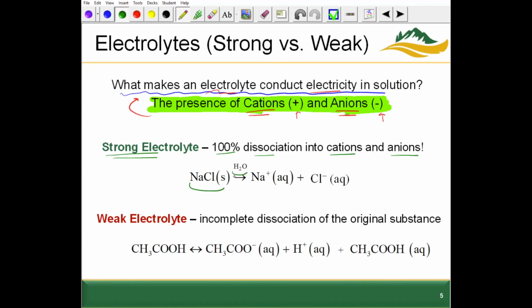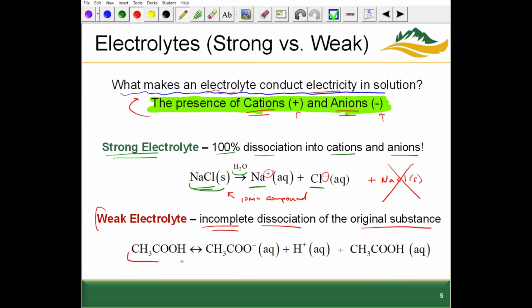When in the presence of water and it's forming a solution, it will completely dissociate into Na+ and Cl-. What I mean by completely dissociate is we are not going to have any NaCl on the product side of the reaction. We won't have any NaCl left because all of it has dissociated into its cations and anions. The reason it is able to be a stronger electrolyte is because this is an ionic compound, whereas weak electrolytes have incomplete dissociation of the original substance when dissolved in water.